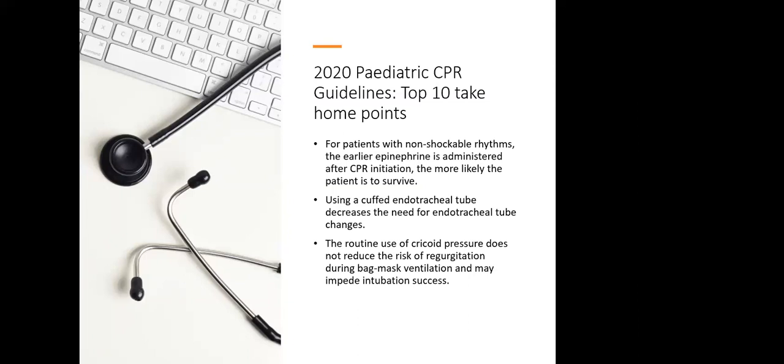All right, using a cuffed endotracheal tube decreases the need for endotracheal tube changes. Sometimes there are chest compressions and you want to minimize aspiration. Sometimes people need to change. Well, earlier use of a cuffed endotracheal tube is important. It's been said also that the routine use of cricoid pressure does not reduce the risk of regurgitation and may actually impede the success of your laryngoscopy and intubation.